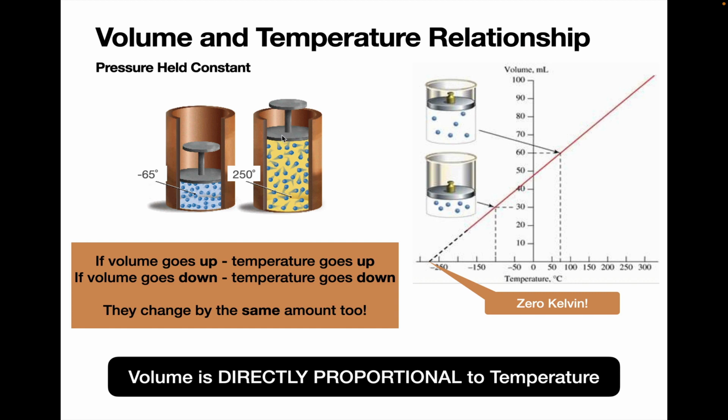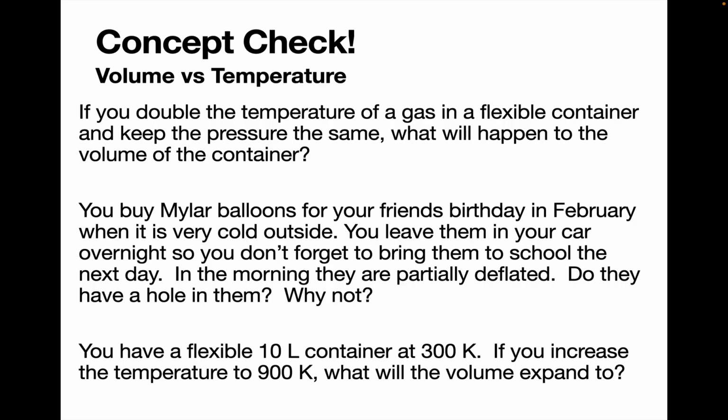If we warm things up, we have to have a bigger volume to keep the pressure the same, okay? So you notice again, it's a linear relationship that happens as long as we keep pressure the same. So if volume goes up, temperature goes up. If volume goes down, temperature goes down. Again, by the same amount. So again, because it's up and down, that means it's a direct relationship. Because it's the same amount, it's proportional. So we have a directly proportional relationship here.